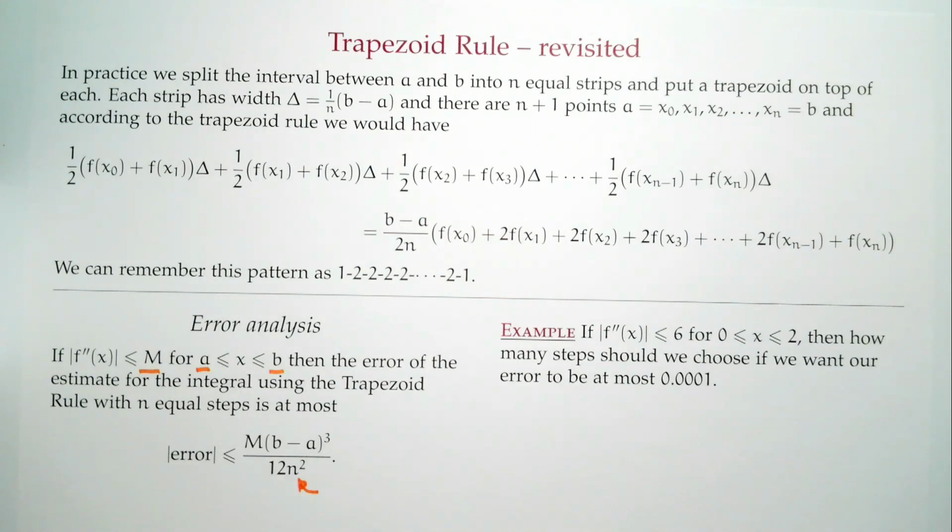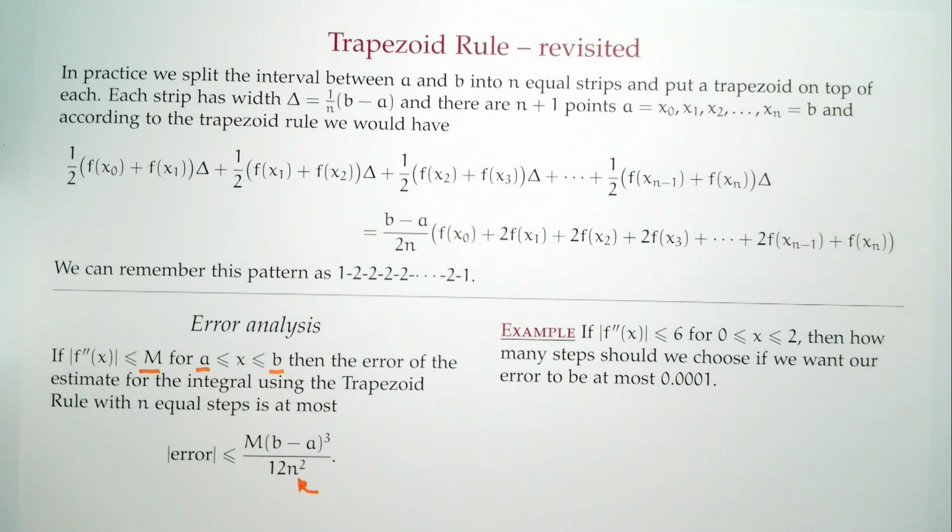All right, so how do we use this? So suppose we have a function, and we know that the second derivative is at most 6, between 0 and 2. Then how many steps should we choose if we want our error to be at most 0.0001? Now, let's be a little bit careful here. When we say we bound our error, it doesn't mean we solve for our error. We just say we want it to be contained. So we're not claiming that after we get our answer that says, if you want an error of exactly that amount, this is how you pick n.